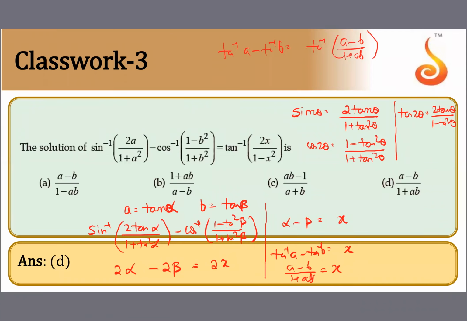Sin 2 theta is 2 tan theta upon 1 plus tan square theta. Cos 2 theta is 1 minus tan square theta by 1 plus tan square theta. Tan 2 theta is 2 tan theta upon 1 minus tan square theta. Tan inverse A minus tan inverse B is tan inverse of A minus B by 1 plus AB.